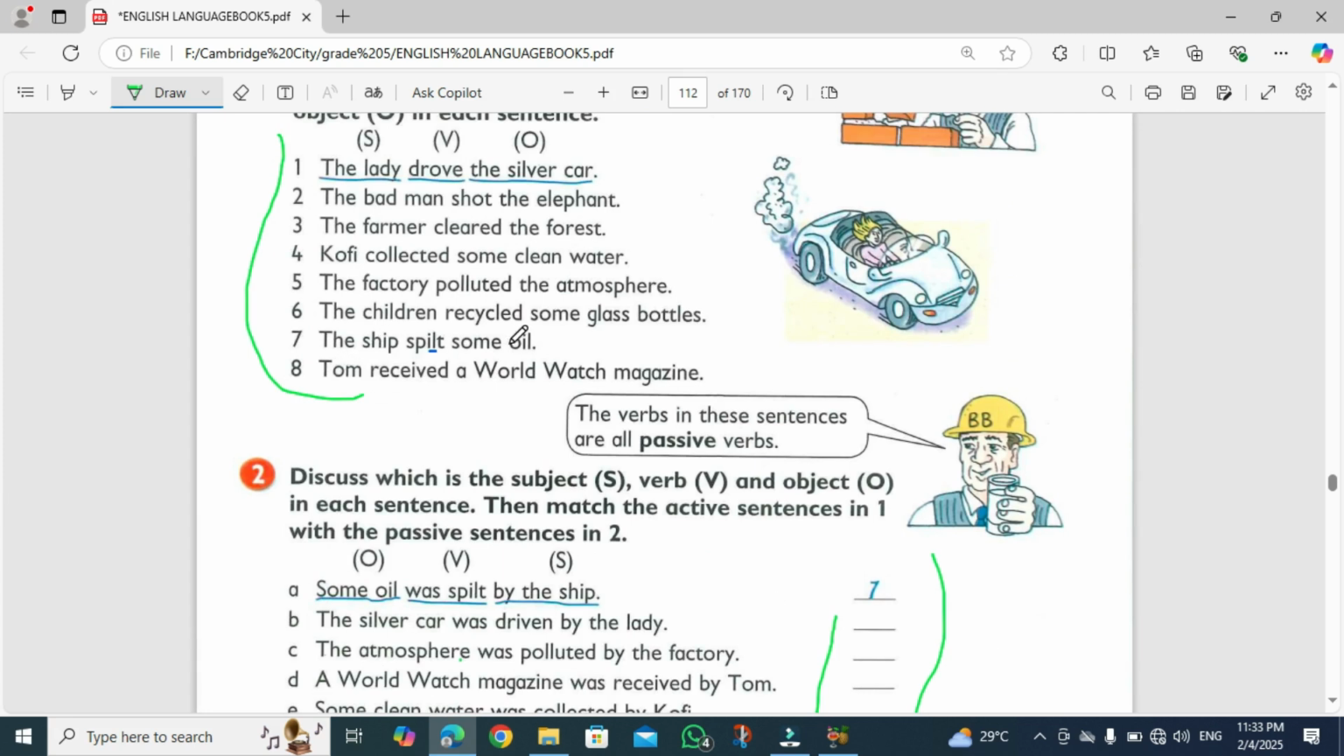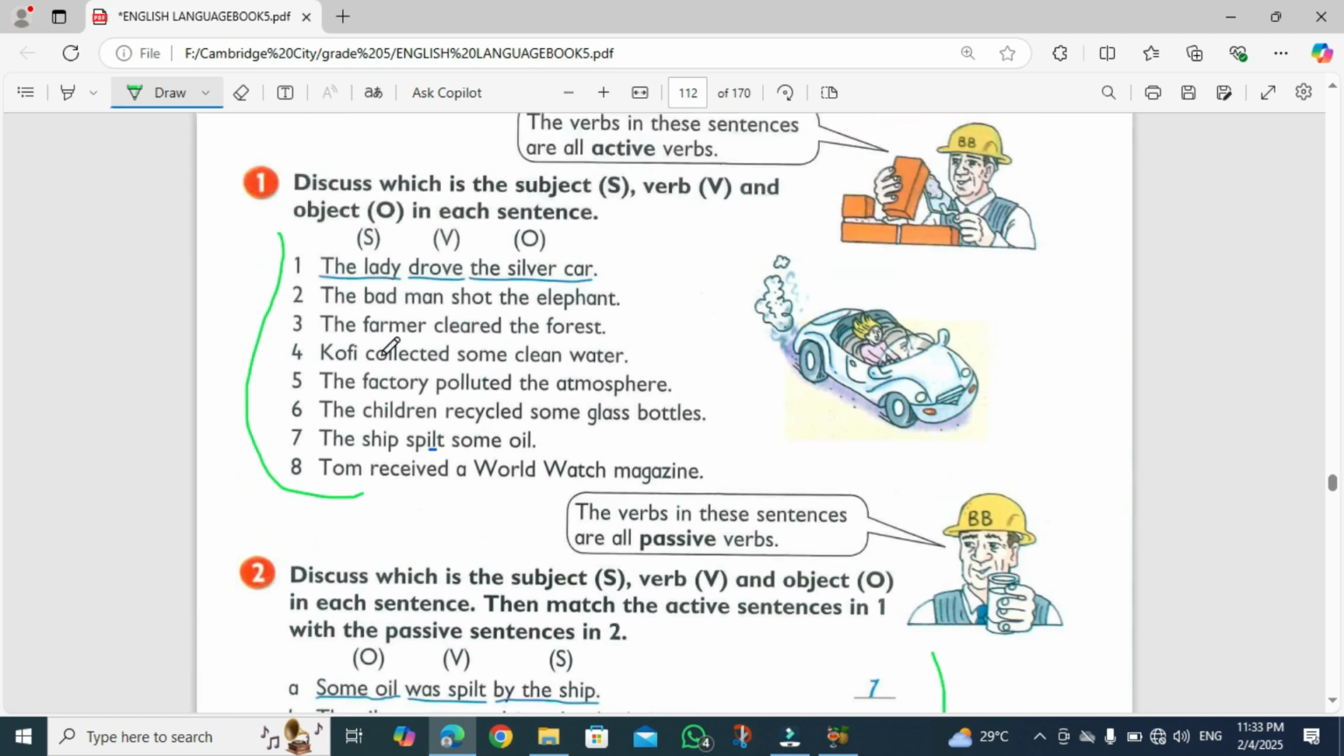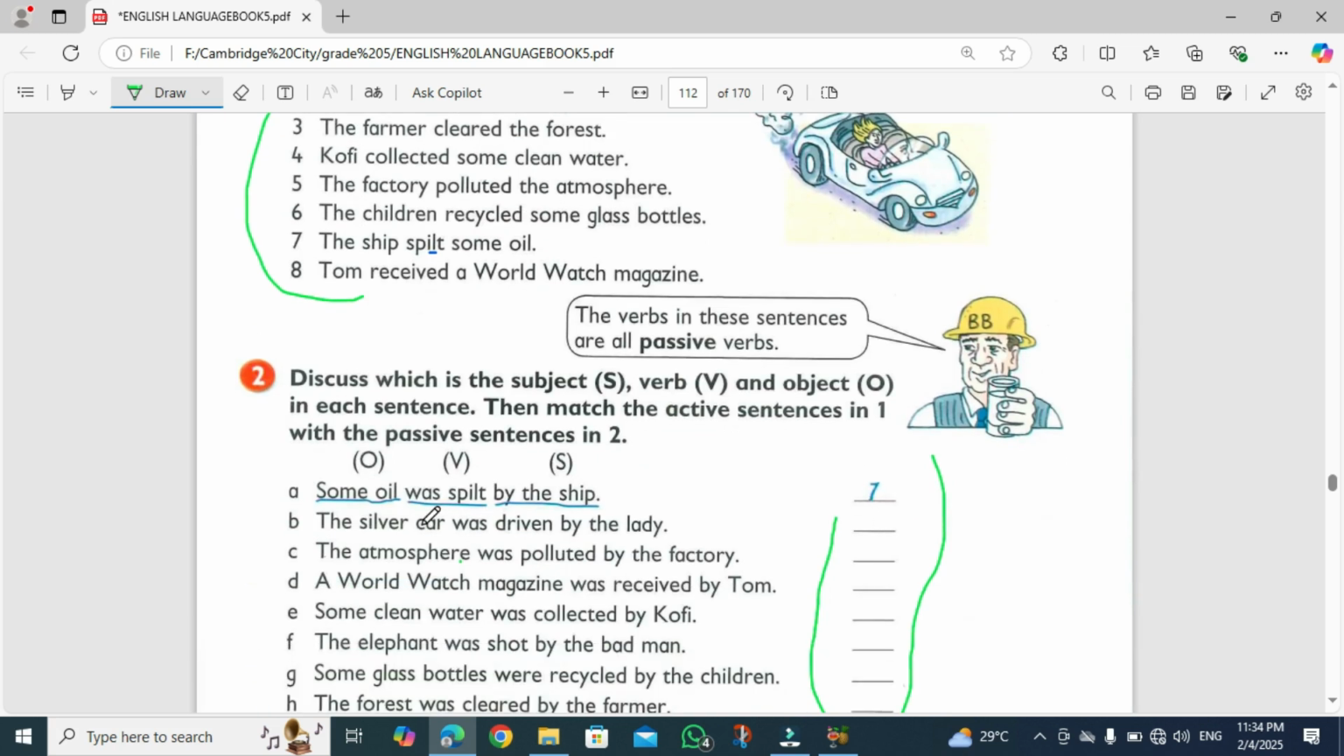The sheep spilled the oil. So I'm going to write it here. Number 7. A. Some oil was spilled by the sheep. I'm going to write number 7. B. The silver car was driven by the lady. Which one is it? It's number 1. The lady drove the silver car. So I'm going to write here number 1 for B. Then the next one, I'm going to write here number 2.